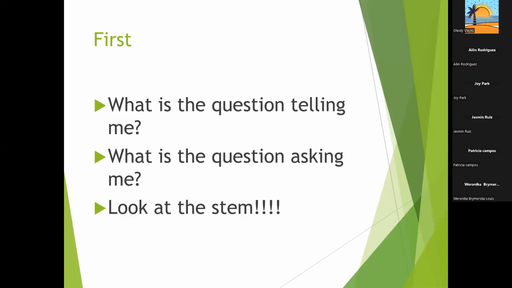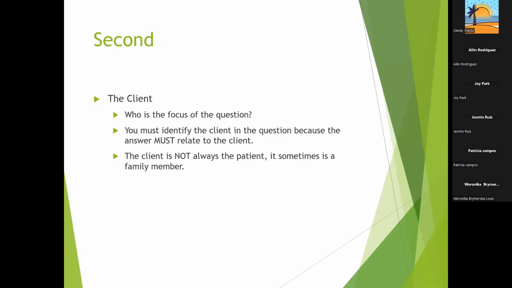And look at the STEM. Because remember, your answer has to match the STEM, okay? And second, make sure you understand who is the focus of the question, okay? You must be able to identify the client in the question because again, the answer usually relates to who? Whoever the client is, okay? And remember, the client is not always the patient. Sometimes it's a family member.